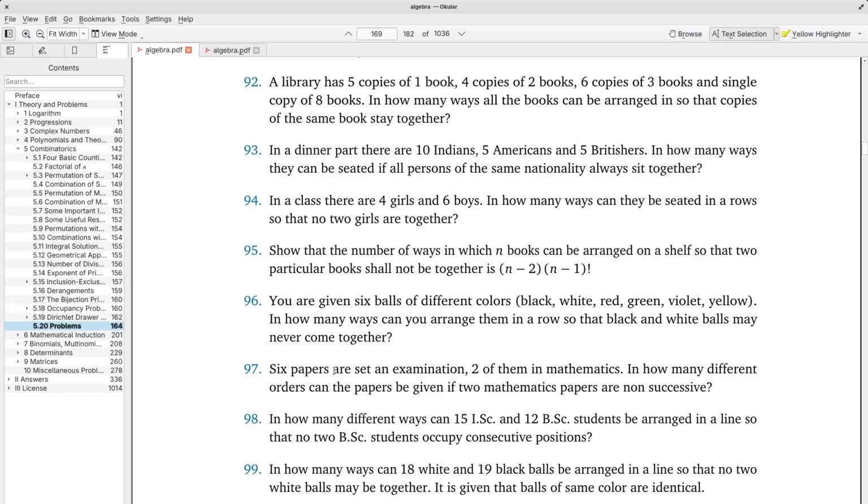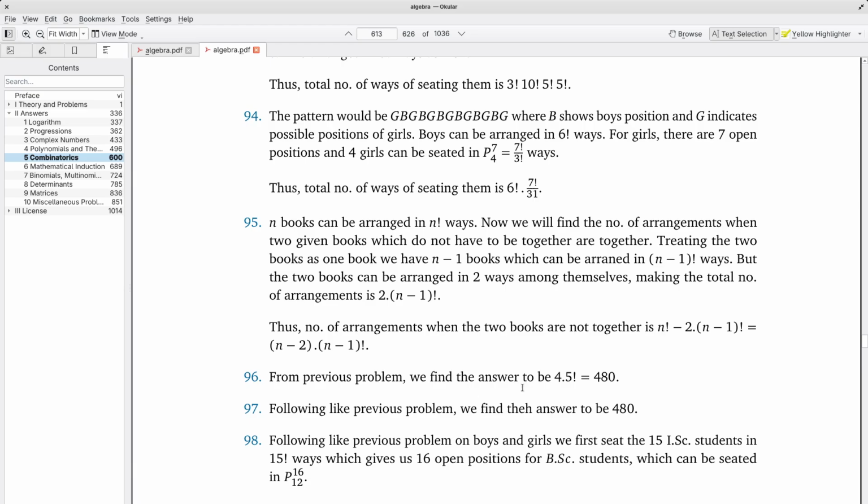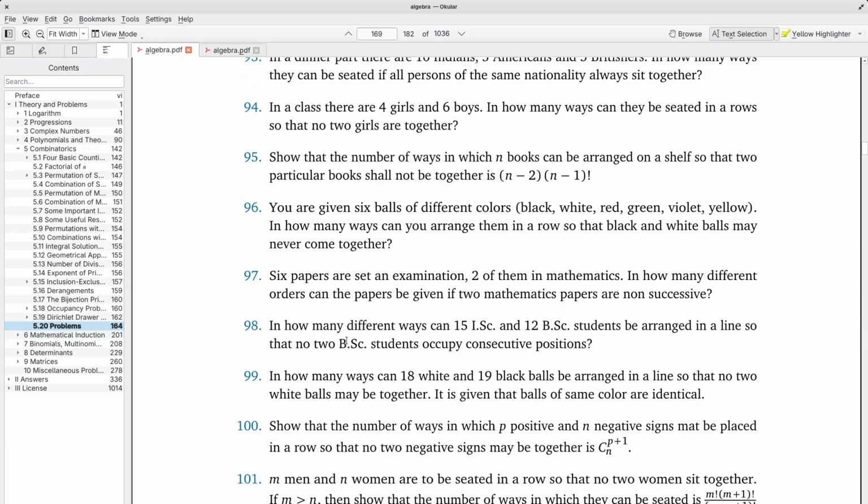97 says that 6 papers are set in an examination, 2 of them in mathematics. In how many different orders can the papers be given if the 2 mathematics papers are non-successive? This is also like 96 and 95. We substitute n is equal to 6 and the answer would be 480.